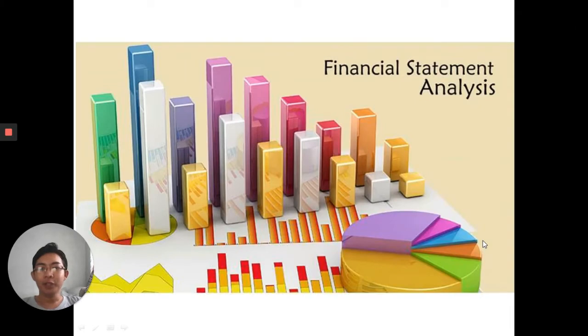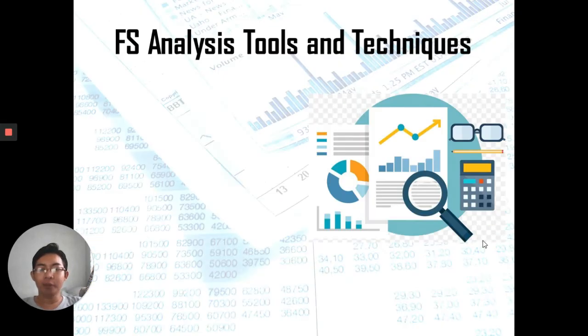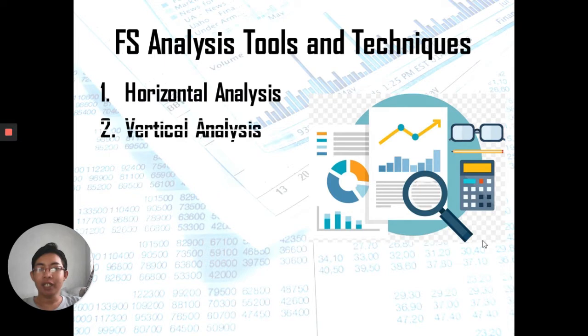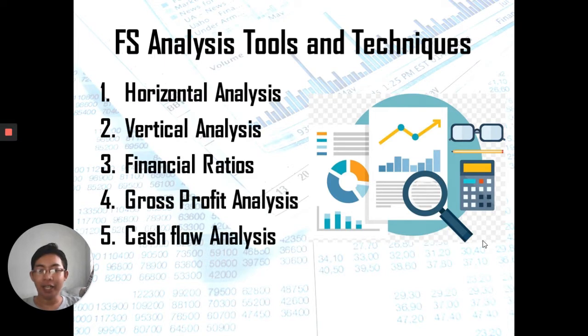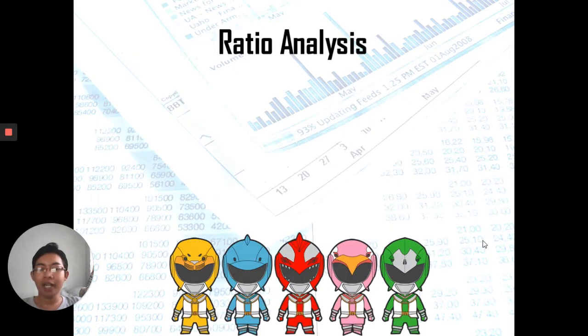Let us continue with our discussion of financial statement analysis. To recap, we have discussed the different financial statement analysis tools and techniques, specifically horizontal analysis and vertical analysis. For today's discussion, we will be proceeding with financial ratios. Gross profit analysis and cash flow analysis will be covered in a video separate from ratio analysis.